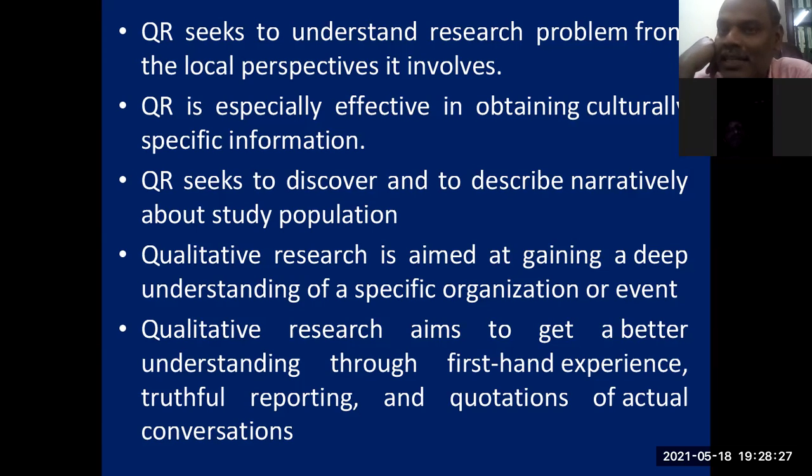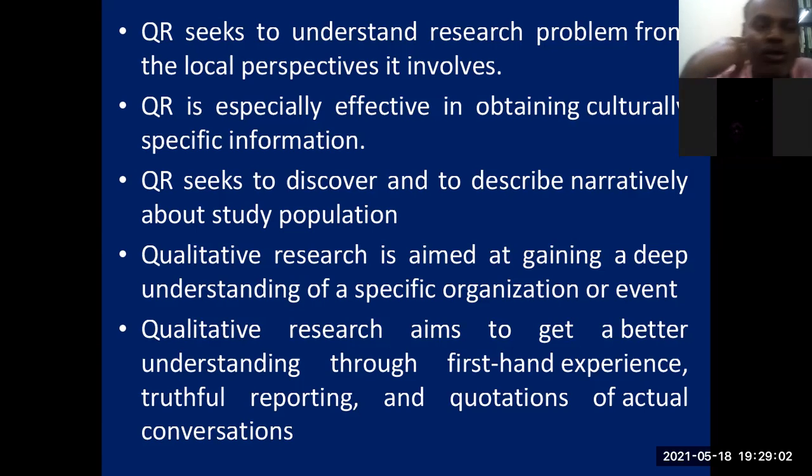If you want to study certain sensitive information, sensitive types of topics, maybe the causative factors of certain inhuman practices, qualitative is the effective methodology. Health-seeking behavior is not easy to study with a quantitative study, but a qualitative study will be an effective methodology for culturally sensitive types of information. So it's an effective tool to obtain culture-specific information.